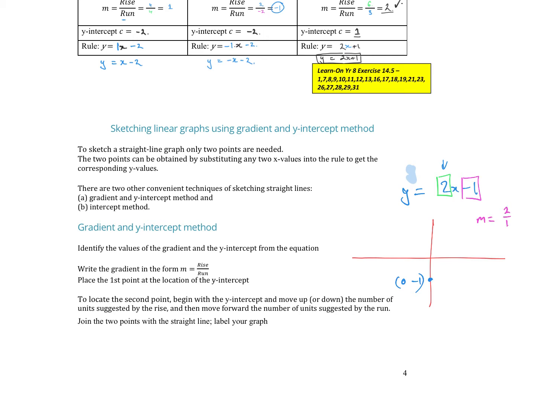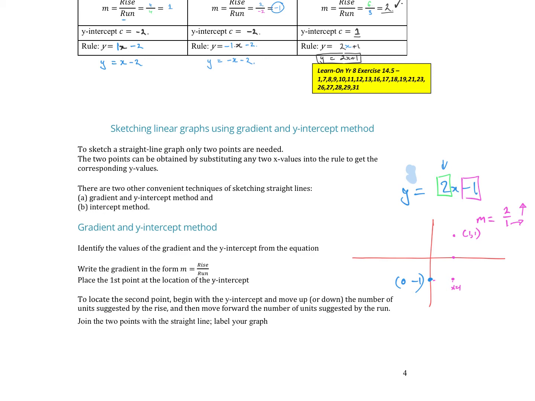Because my gradient is 2, that means the gradient m is 2 over 1. So that's what I want you to do. I want you to write the gradient as a fraction every time. And that means we take one step across and two steps up. So if I go one step across to there and then two steps up, what would that point be? If I go across to 1, that means x is now 1. And if I go up 2, y is now 1 as well.